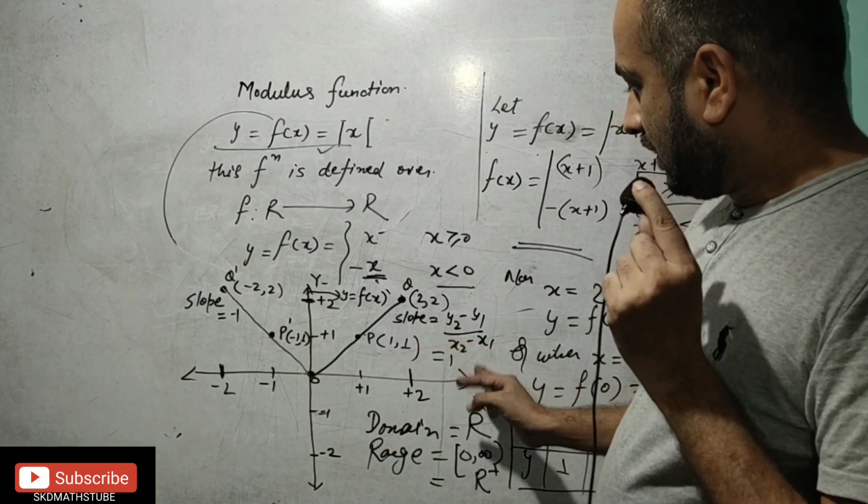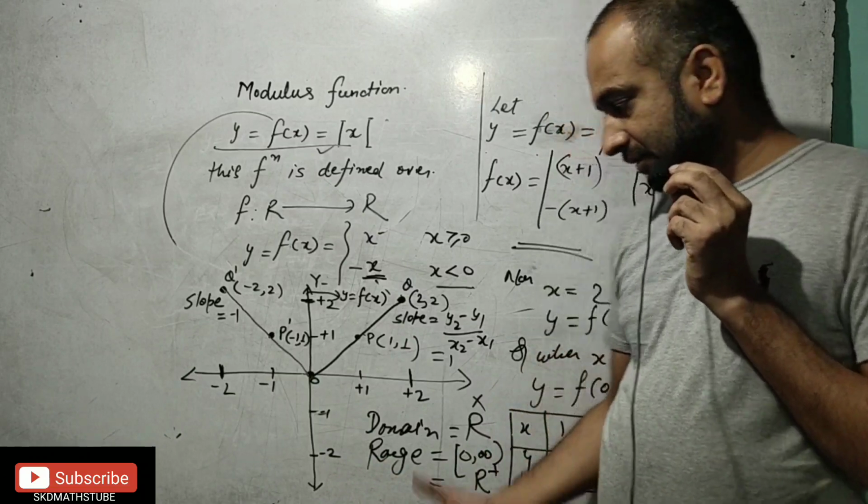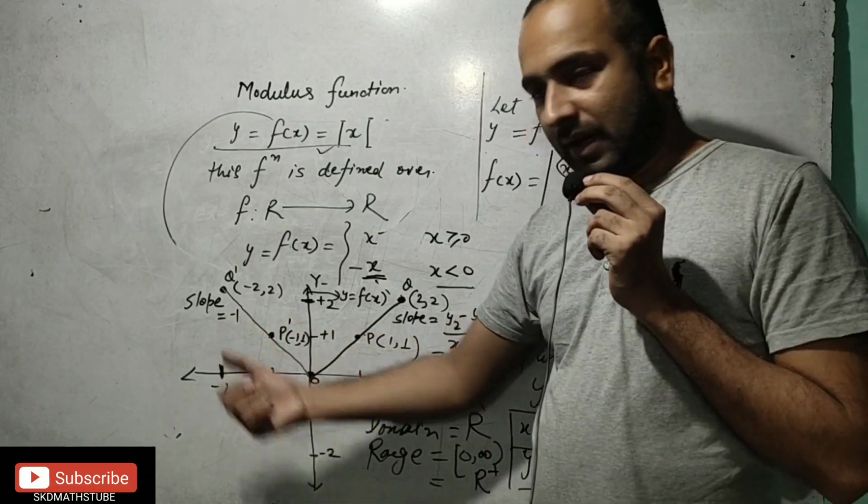Slope, in this way you will find the slope by using the formula y2 minus y1 upon x2 minus x1. It will be plus 1 for this, and minus 1 for the other.